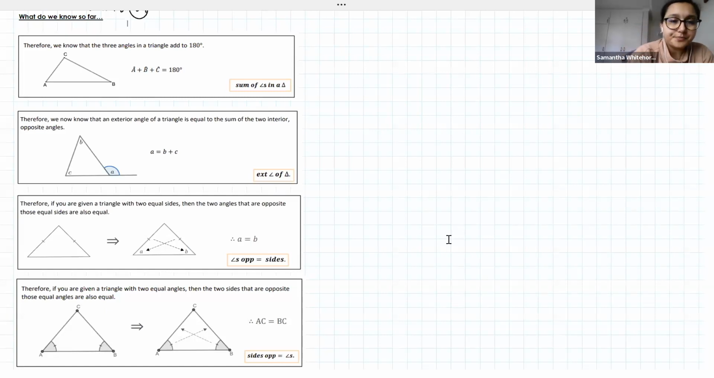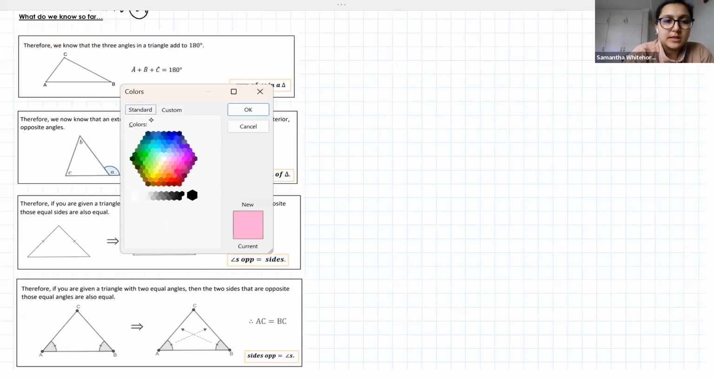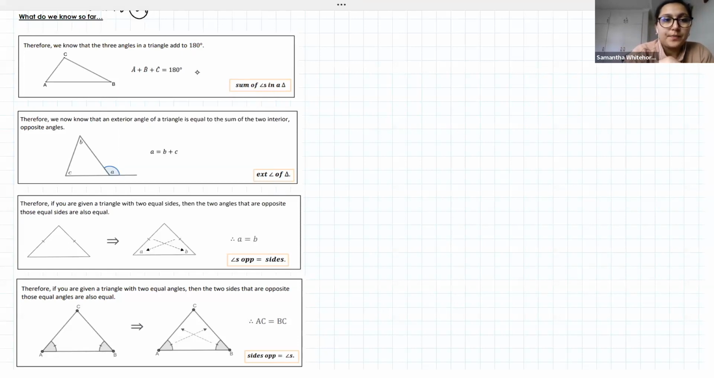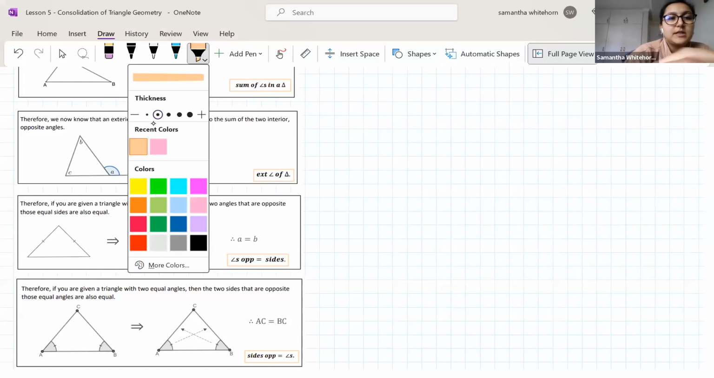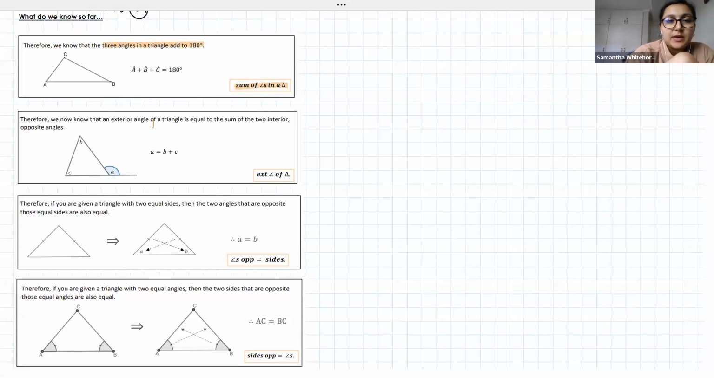All right, so we've learned 4 triangle reasons so far. The first 3 are the super important ones. It's not to say the 4th one isn't important, but the first 3 are our very, very important triangle reasons that we need to know. So the first reason that we had a look at was the fact that the 3 angles in a triangle add up to 180. And remember, anytime in geometry we make a statement, we have to give a reason. The reason there is sum of angles in a triangle.